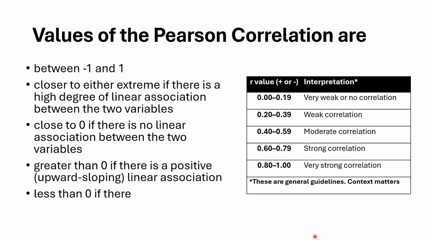For example, in this table we see that if the R values are between, say, 0 and positive 0.19, this is a very weak positive correlation, or almost no correlation. 0.2 to 0.39 will be again a weak correlation. Somewhere close to 0.4 and 0.6, we will call it a moderate correlation. 0.6 to 0.8 is a strong correlation, and 0.8 to 1 will be a very strong correlation. And the same is applicable when it comes to the negative values.